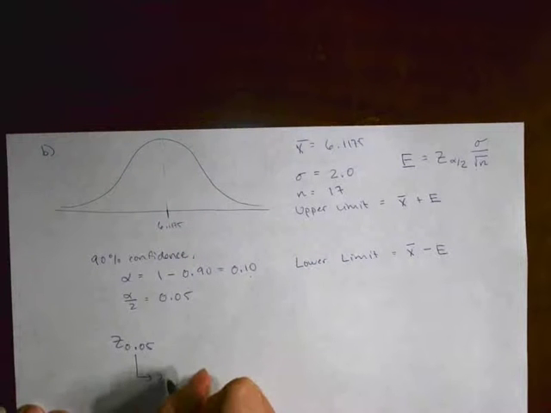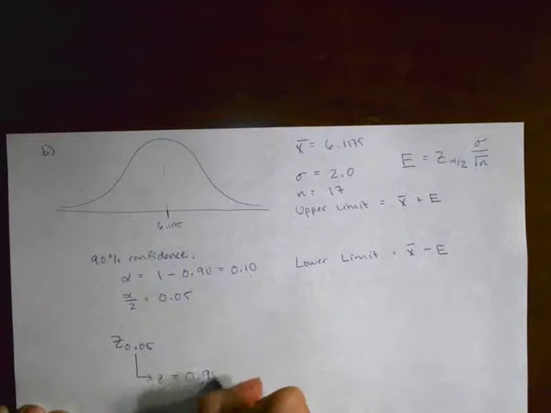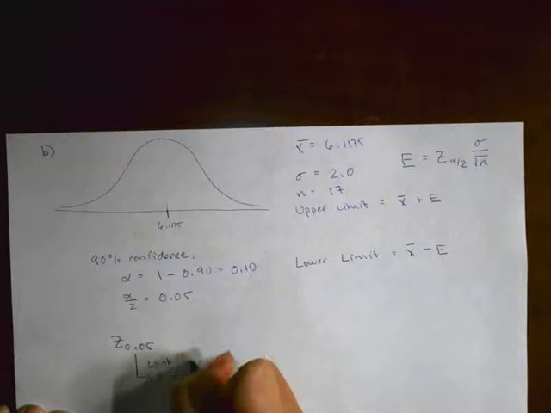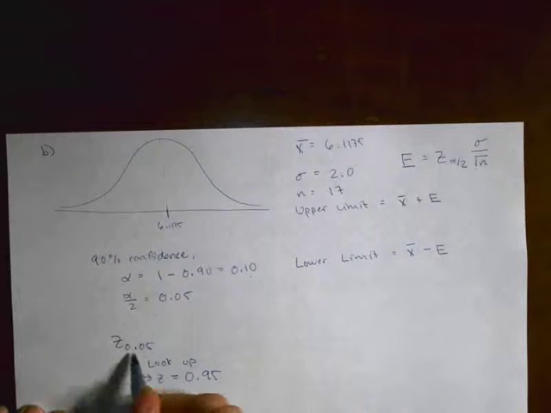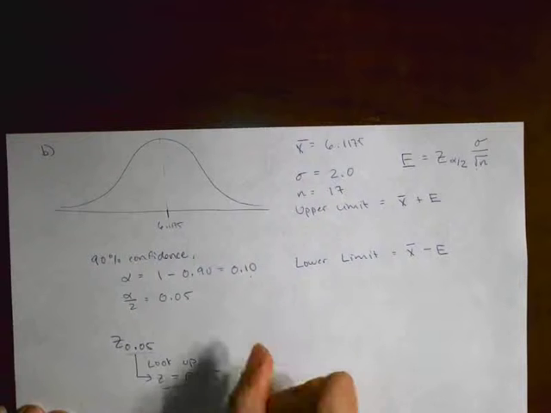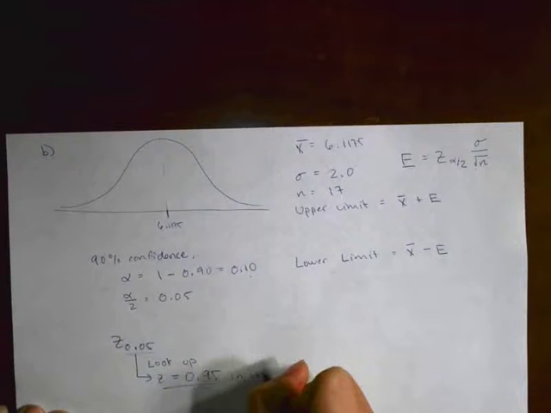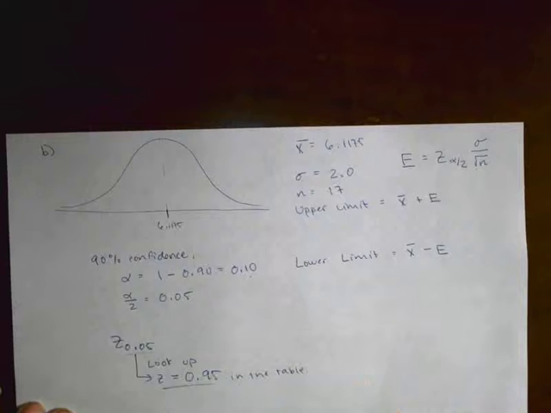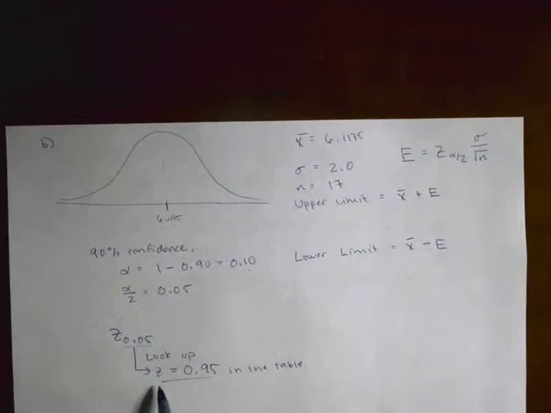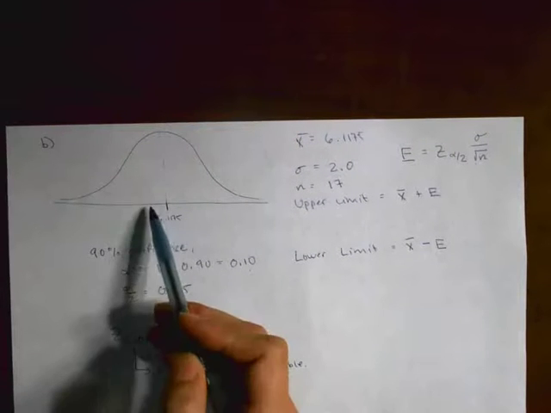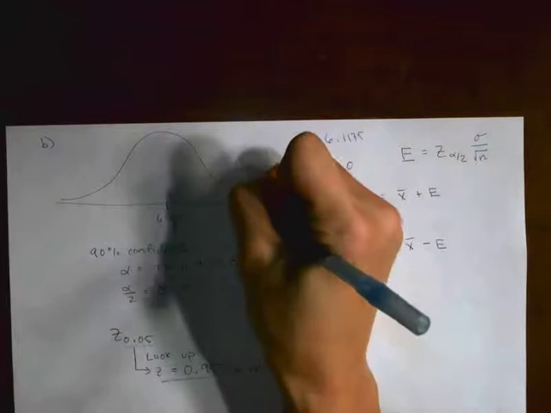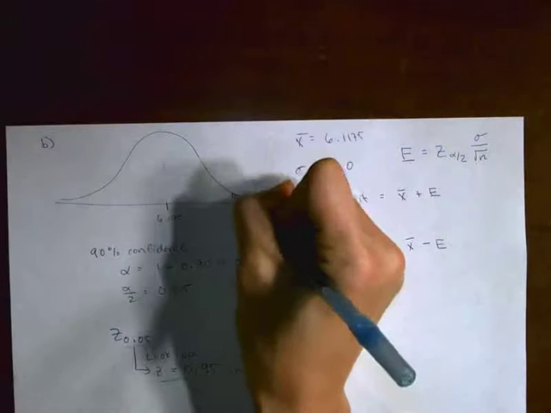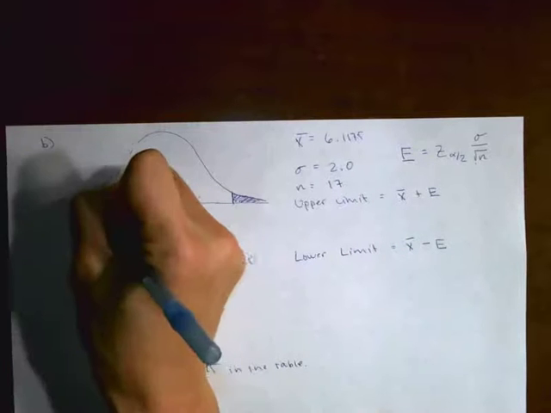So we were looking for an alpha value of 0.05, which means that we are going to look for a Z-score. We're going to look up Z equals not 0.05, but 0.95 in the table. So alpha values are a little bit confusing why it is the way that it is. So it might be easier to talk about just with the curve.